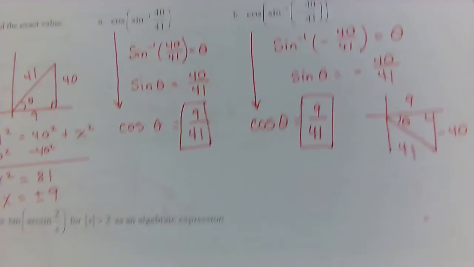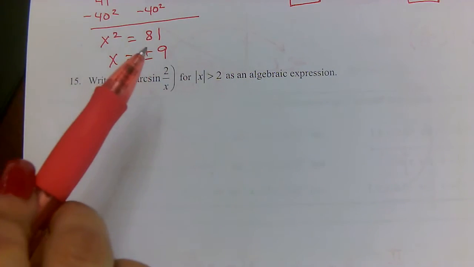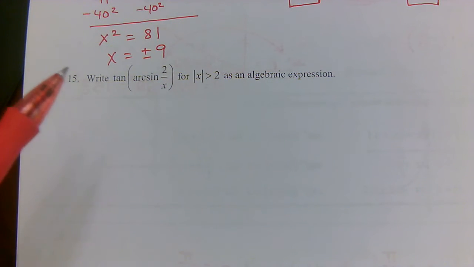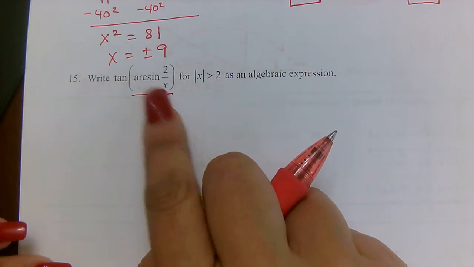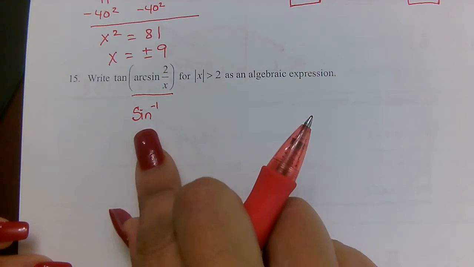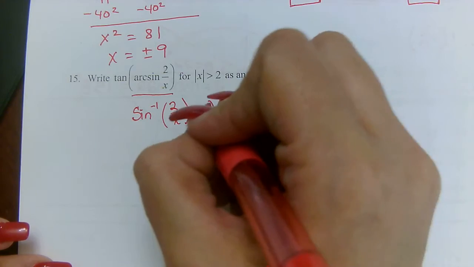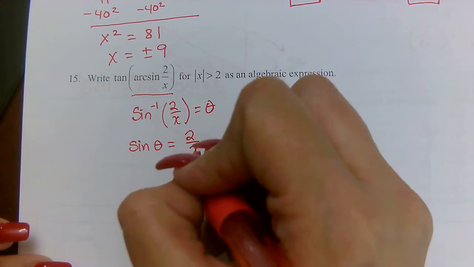Okay, let's do another one. This one is going to be a little bit more generic because now we're not giving an exact ratio. We're giving a ratio combined with a variable. But the math is still going to be the same. So let's go ahead and do this one. Again, here is going to be what theta is equal to. So I'm going to rewrite it and I'm going to say arc sine of 2 over x is equal to theta, which means sine of theta is equal to 2 over x.